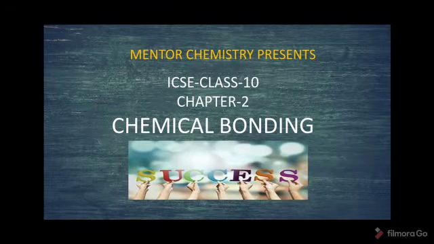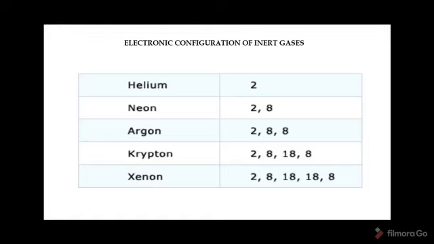Hello students, today we're going to discuss ICSE Class 10 Chapter 2, Chemical Bonding. Before we discuss chemical bonding, you have to know what a chemical bond actually is. Everything in this world wants stability. So is the case with atoms.